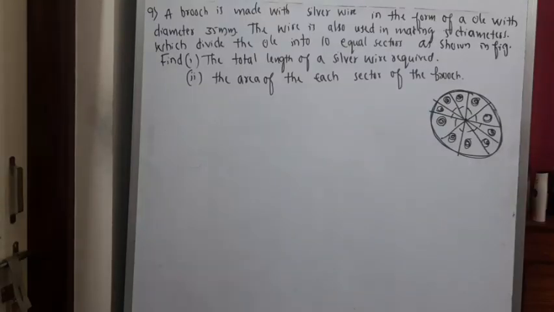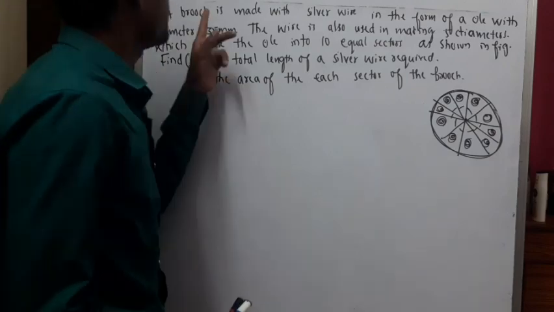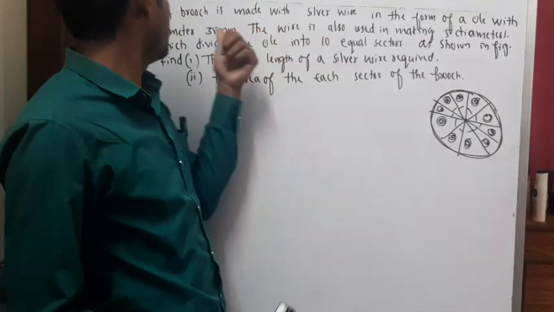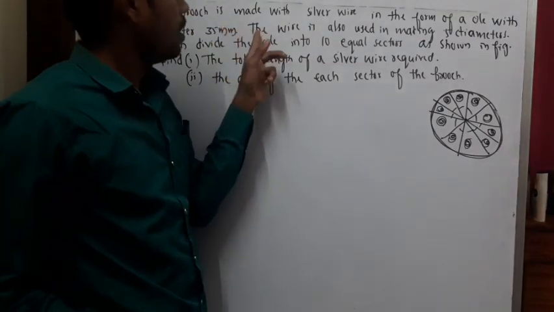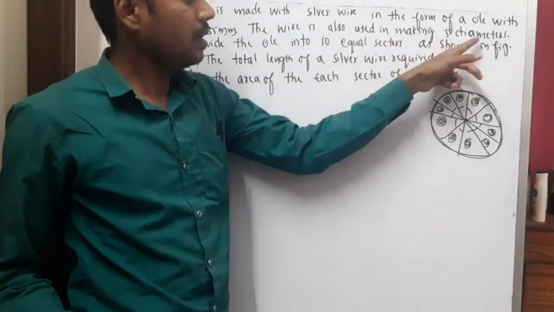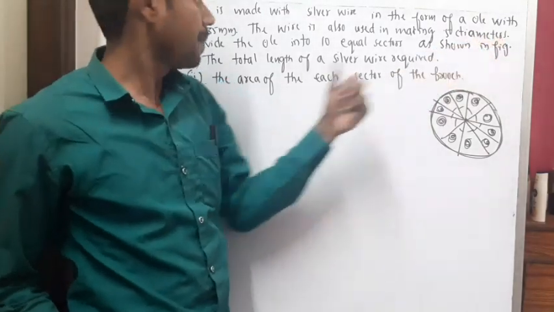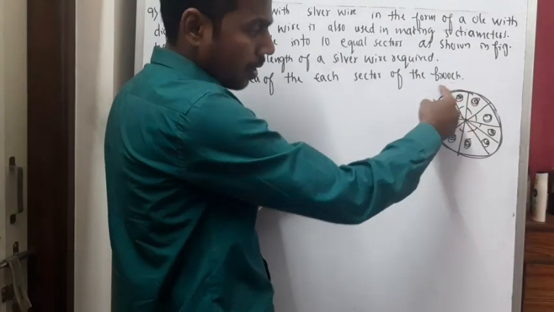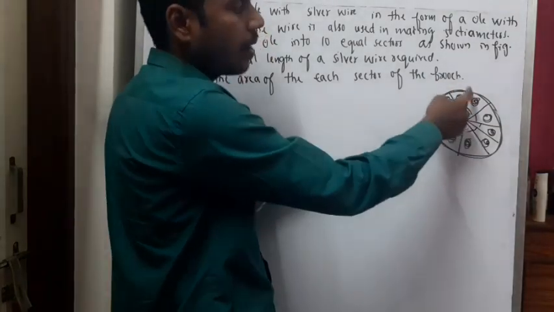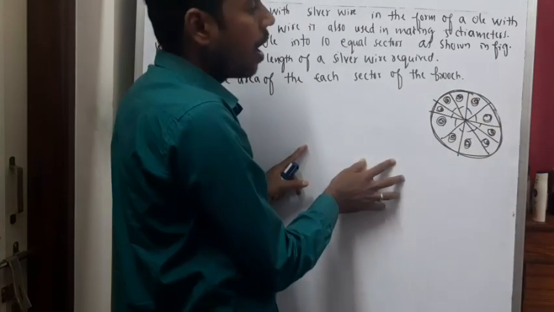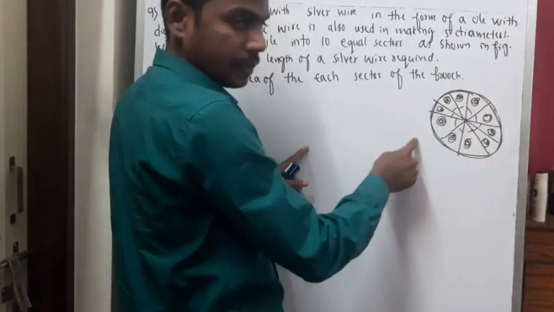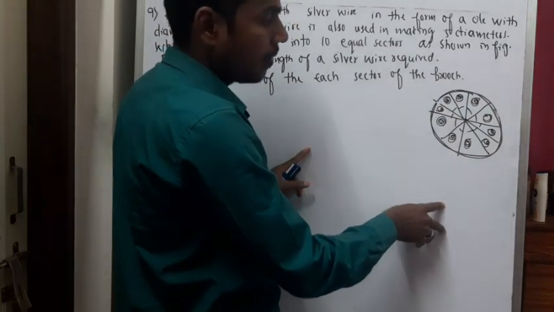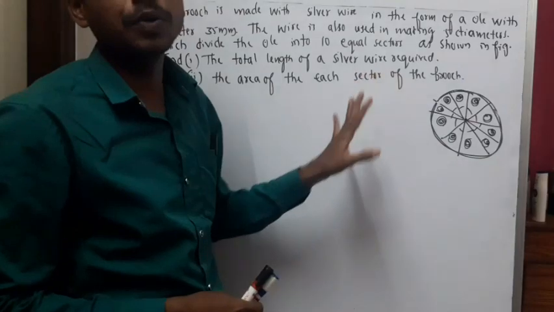So ninth question. A brooch is made with silver wire in the form of a circle with diameter 35 mm. The wire is also used in making 5 diameters. So they are going to make the brooch with the wire. They are going to use the wire for the circle, and also to make 5 diameters.